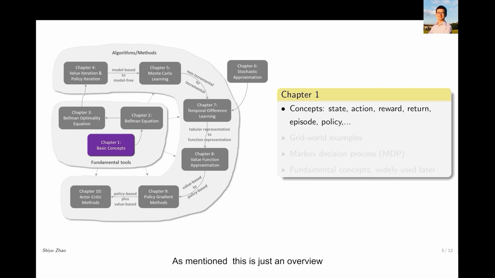As mentioned, this is just an overview. The purpose is to let you know the basic framework. It's totally okay if there are many topics you don't fully understand. If you're interested, you can delve deeper into those topics later.